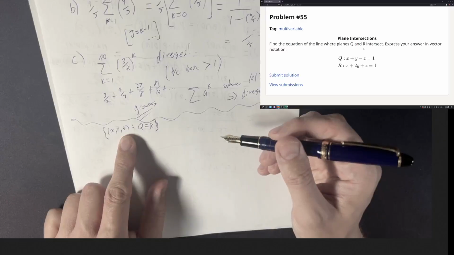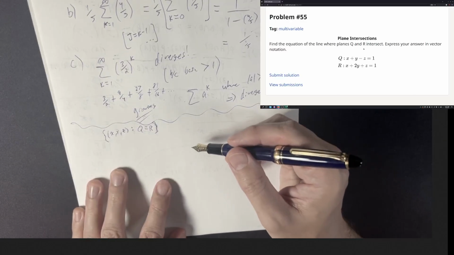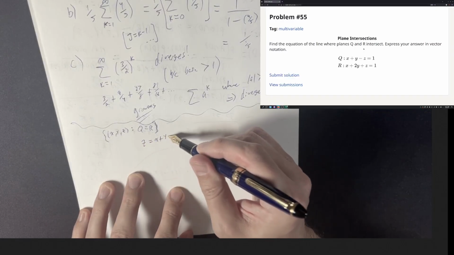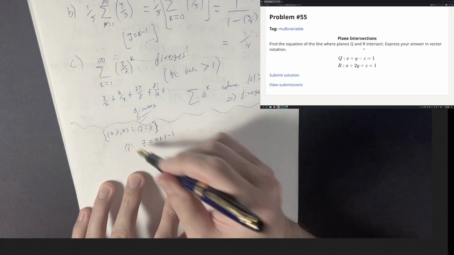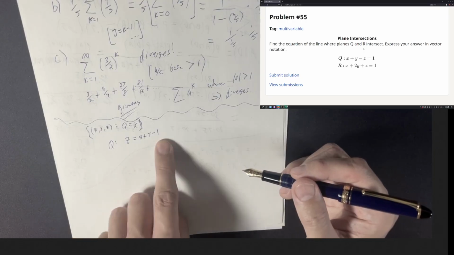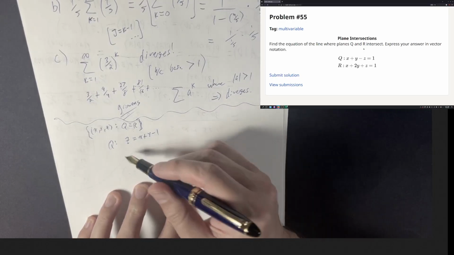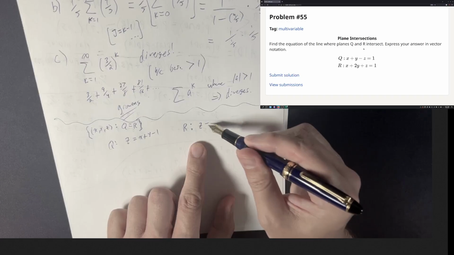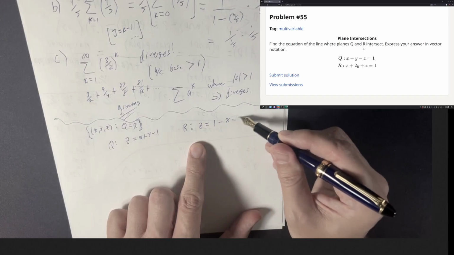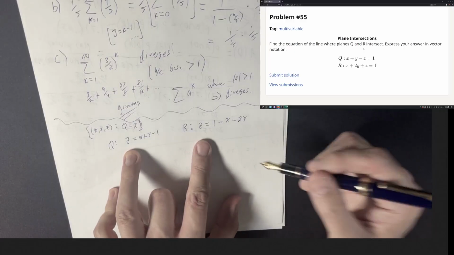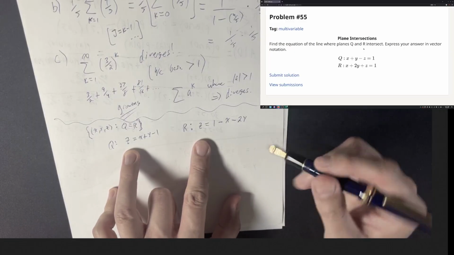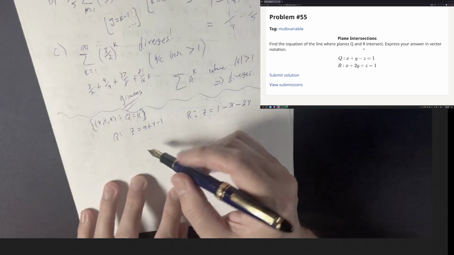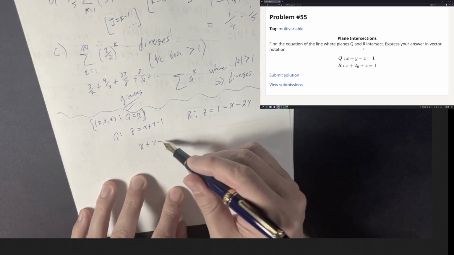So that's the first thing we do, is set z equal to z. Take your first equation and solve for z. Looks like I'm going to get x plus y minus 1. That's coming from the q equation. All I did was solve for z. This is the same as the original q equation. And then on the r equation, we have x plus 2y plus z equals 1, right? So z is 1 minus x minus 2y. Otherwise, these are the same plane equations that we just had. So set z equal to z, and you'll basically be almost done with this problem, believe it or not.